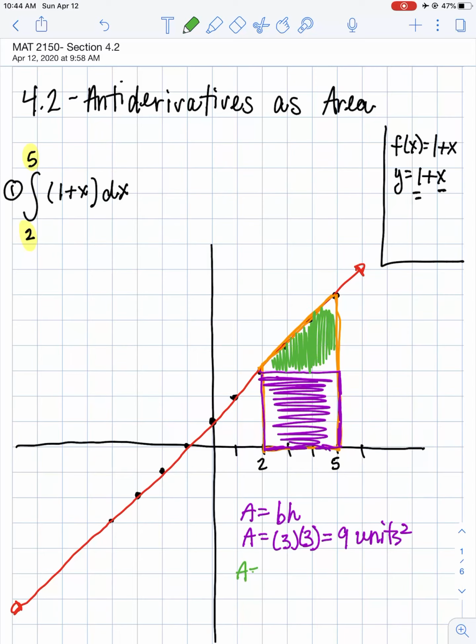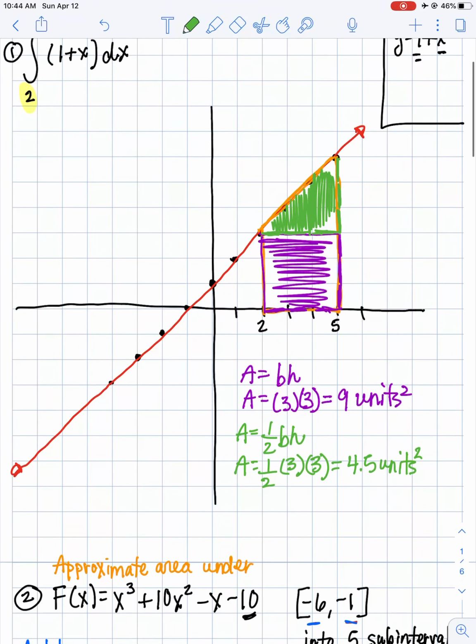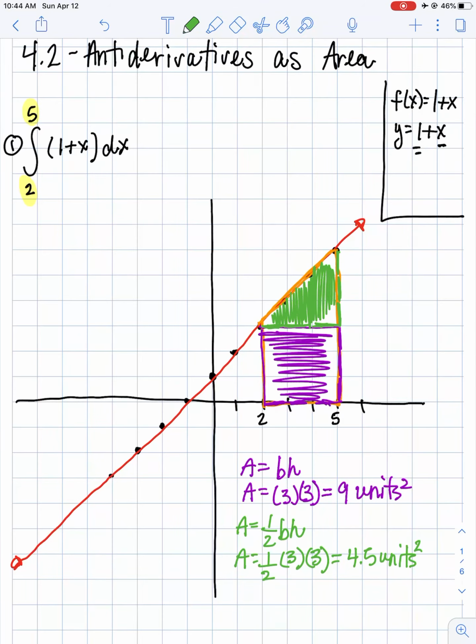If I find the area of this top shape, well, the top shape is not a square, obviously. The top shape is a triangle. The area of a triangle is 1/2 base times height, so area equals 1/2 of your base. Your base is still 3, and your height, by coincidence, is another 3. So 3 times 3 again is 9, and half of that is 4.5. So the area of the top piece is 4.5 units squared.